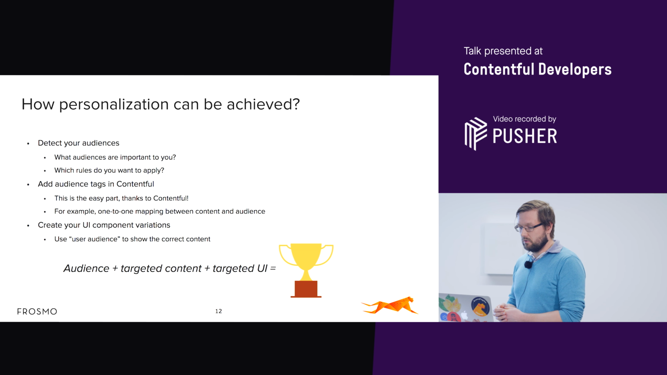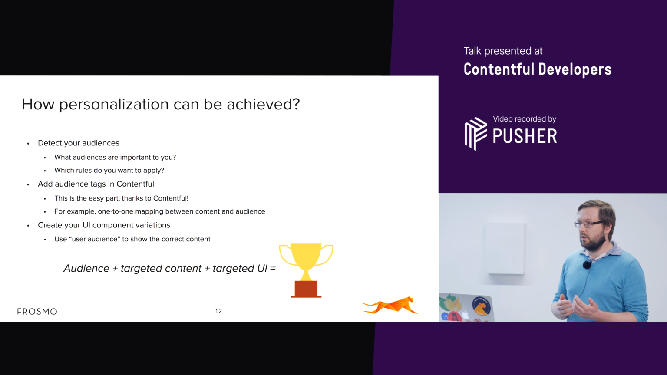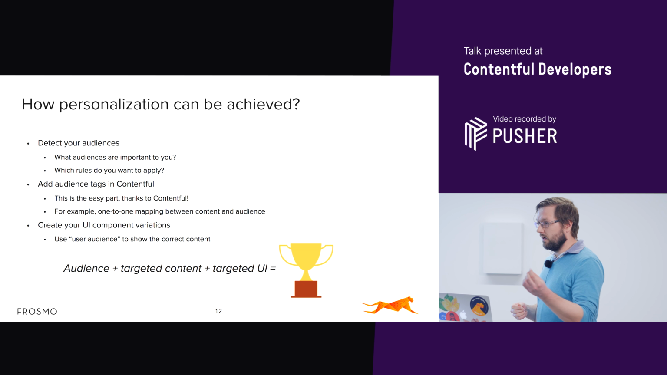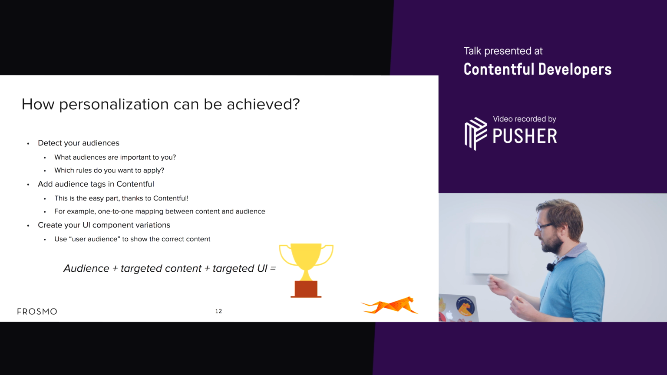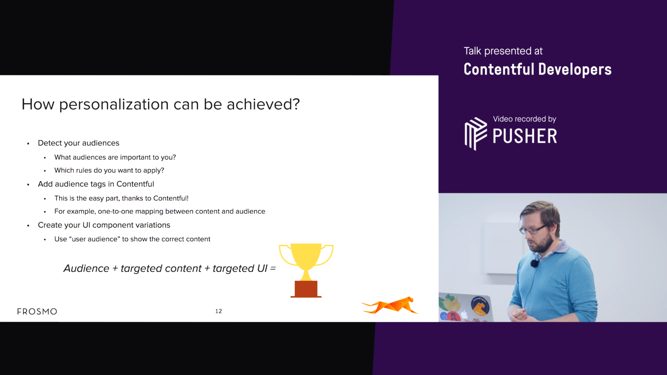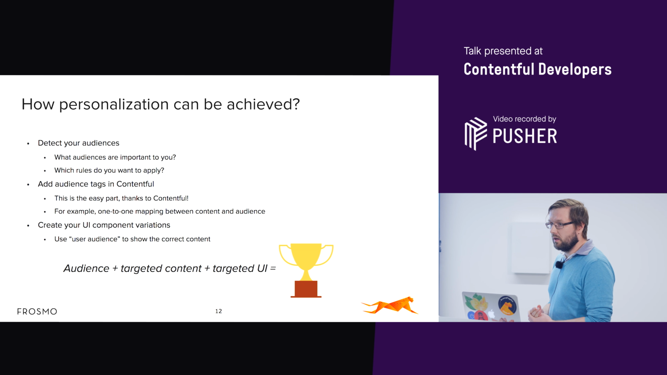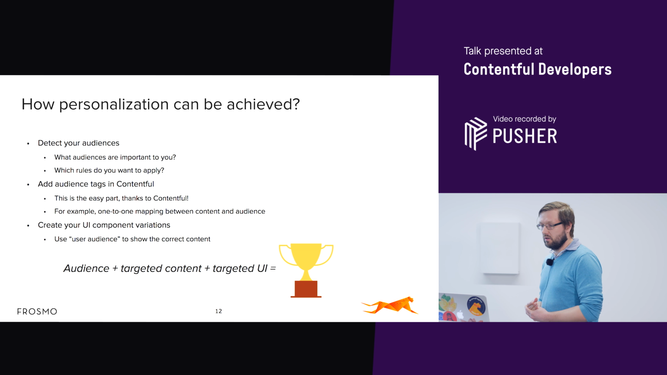Okay, then the next part is basically you add the audience tags to content, and thanks to Contentful, it's actually really easy because you have that flexibility in the content models. You can add a field there, add a field here. Basically, just say that this is for developer, this is for salesperson, this is for some other user. So then you can have this kind of one-to-one mapping. Of course, that's one way. You can have one-to-many mappings as well if you want.